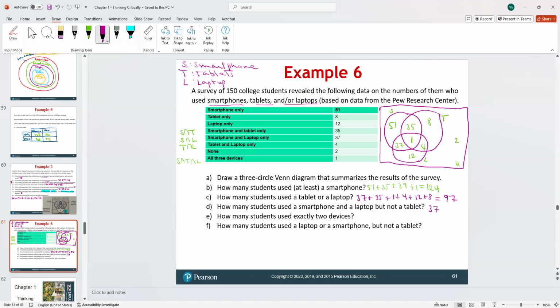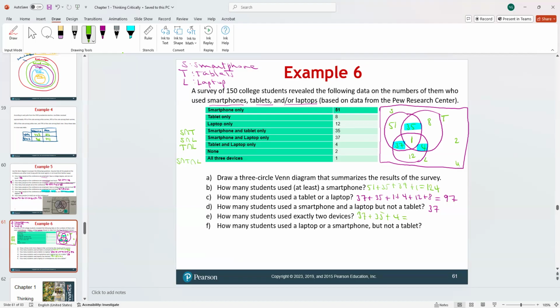How many students use a smartphone and a laptop. Remember, we said and, not or. If we said or, then we could take 51 also, we could take 12, but they said and. And is only the intersections. All right, so hoping that makes sense to you. Now, next question is E. How many students use exactly two devices? Take everywhere you see two. There's two, two, and two. Two devices, that means you need to do 37 plus 35 plus 4.